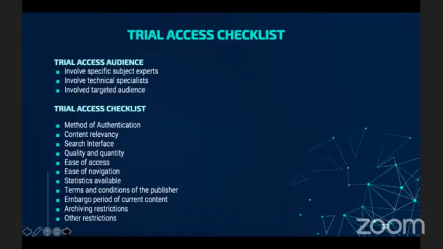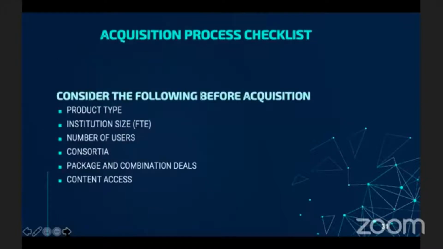The access checklists are: method of authentication, is the content relevant, what is the quality of the content, whether it is searchable. All these things I've provided here are good checklists for you to do the trial. So before you acquire, consider the following. After all checking and trial access, before the final decision is made to acquire the resources, it is essential to consider product type, institution size, number of users, consortia, packages and combination deals, and content access, since they have a direct impact on the price. Price difference will be there for different kinds of packages and depending on the numbers.